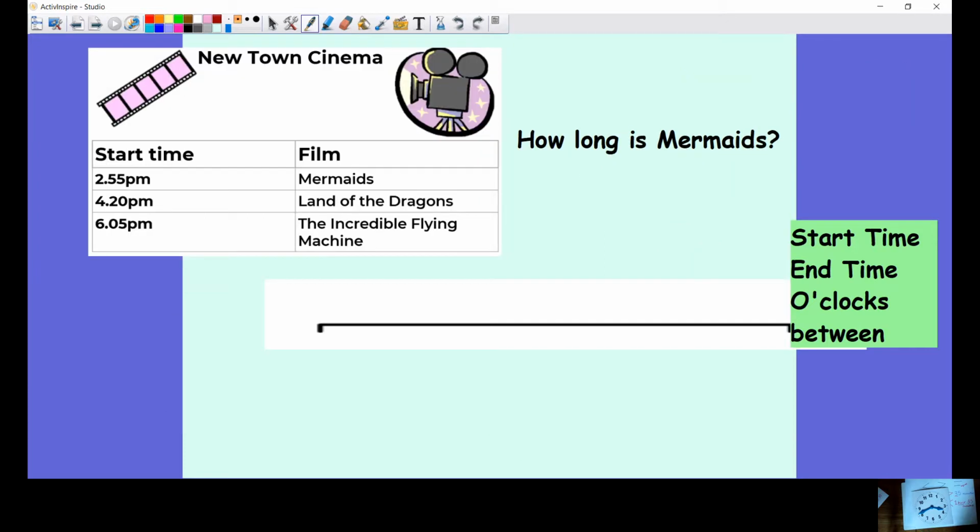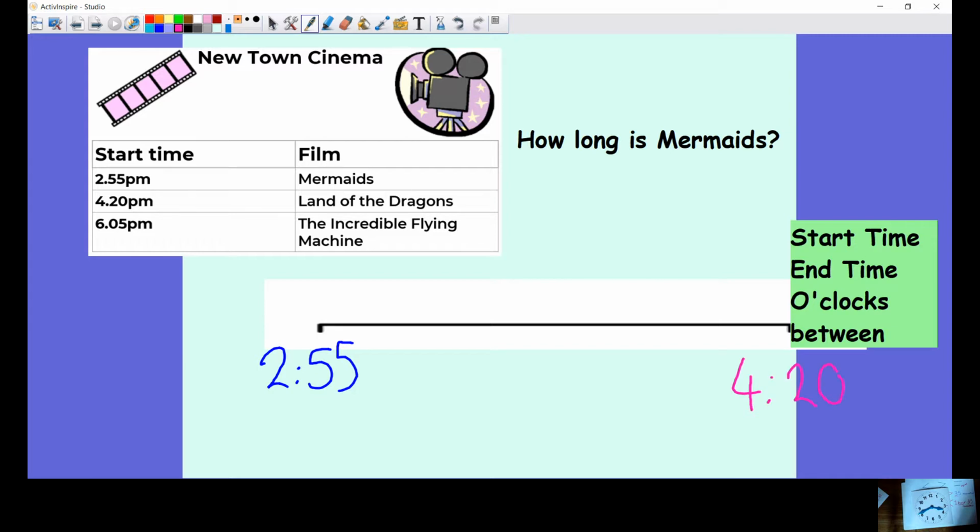So now we're going to do an example of crossing the hour, and we're going to be using hours and minutes. So remember, step success always, start time. So we're going to see how long Mermaids is. Our start time is 2:55. And our end time is 4:20.